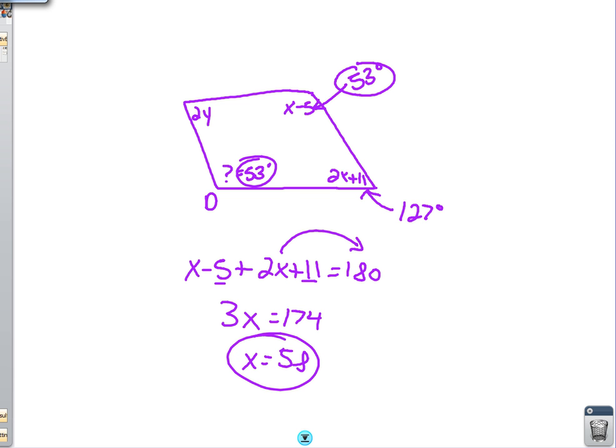If one pair of opposite sides are both parallel and congruent, it is a parallelogram. So, what about this one? If I tell you that these are 3 and these are parallel, can you say that that is a parallelogram? No, you can't.